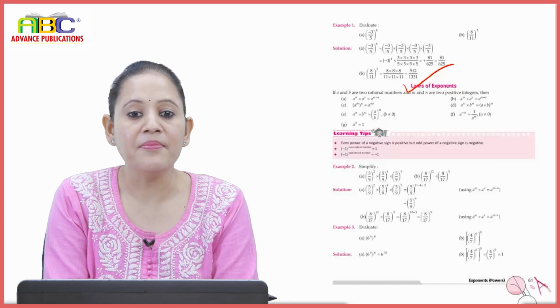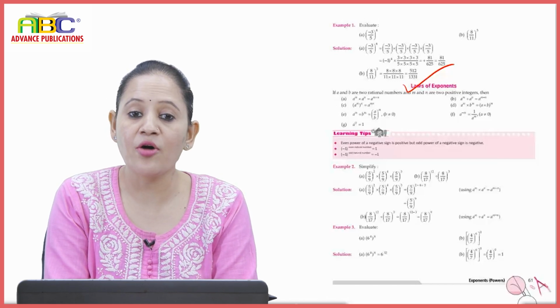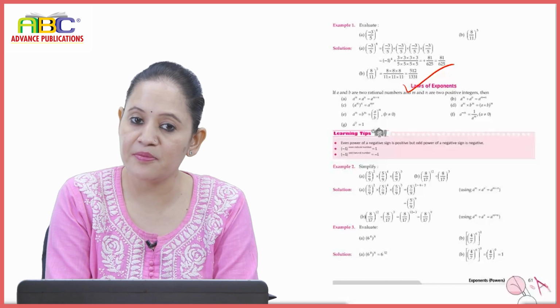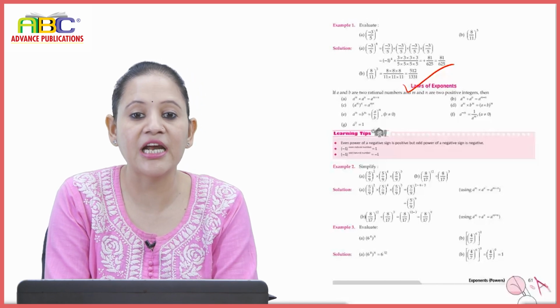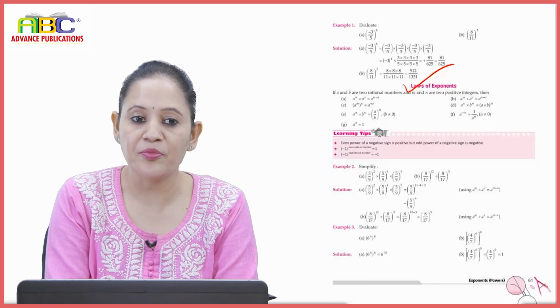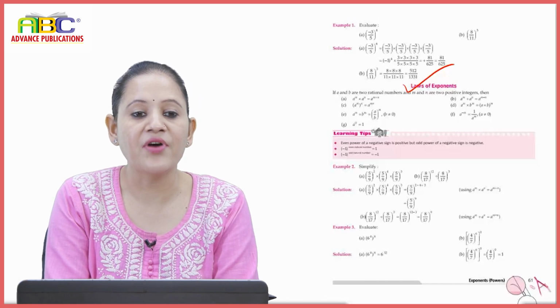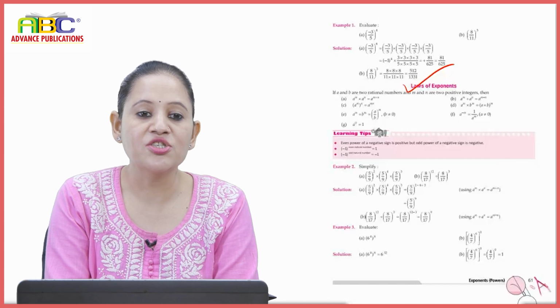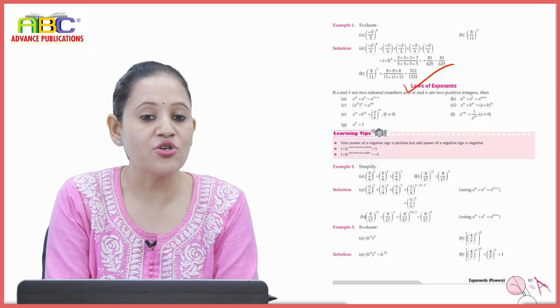A to the power m multiplied by B to the power m. Now the base is different but the powers are the same. In that case, we'll write it as A into B whole power m, meaning the power is on both. A to the power m divided by B to the power m, we can write as A upon B to the power m, where B is not equal to 0.